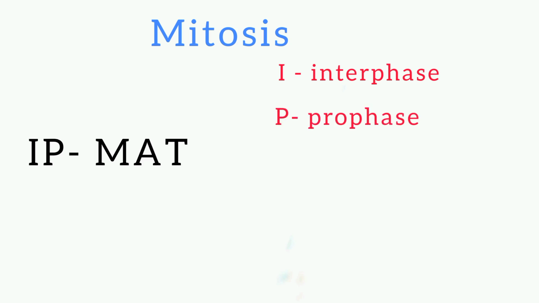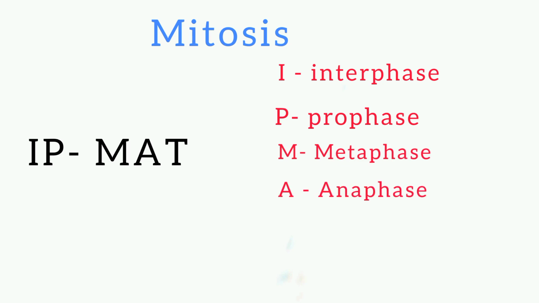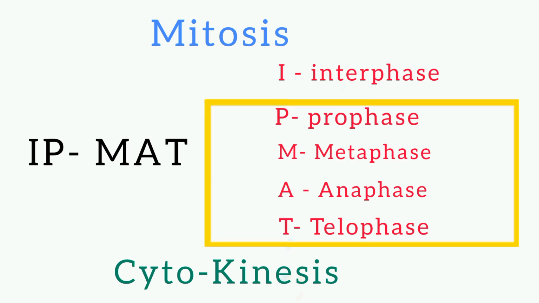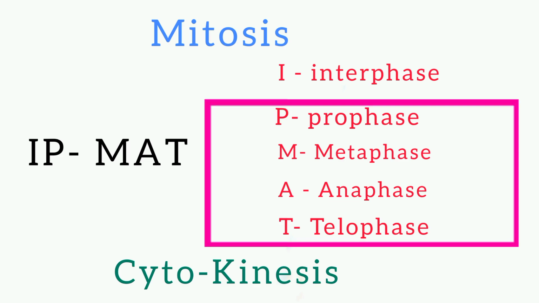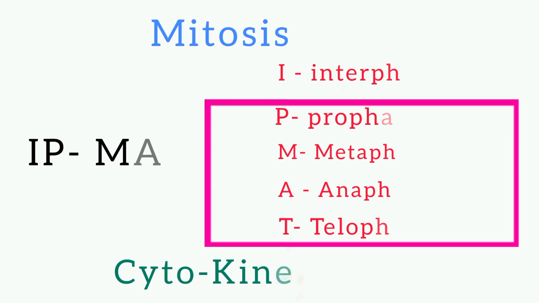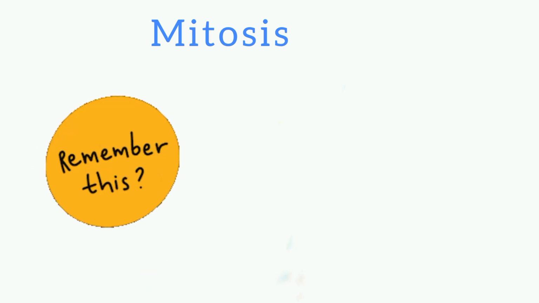So for mitosis, remember IPMAT: I for interphase, P for prophase, M for metaphase, A for anaphase, and T for the telophase. Then of course there is cytokinesis. Please keep this in mind that the major part of mitosis is PMAT, the prophase to the telophase stage. The interphase and cytokinesis are majorly not a part of mitosis, okay?